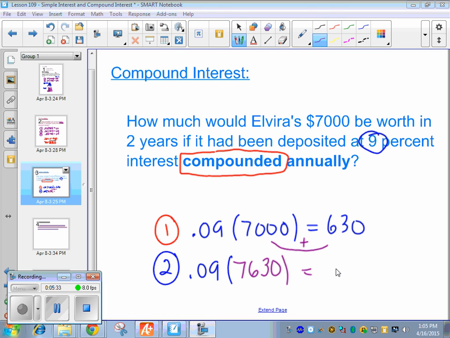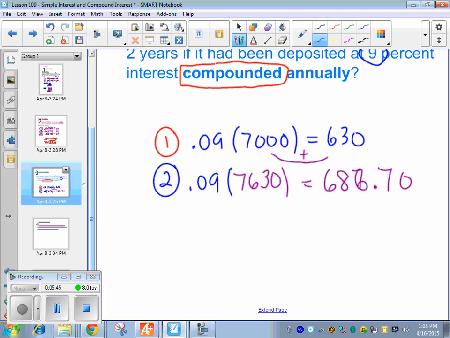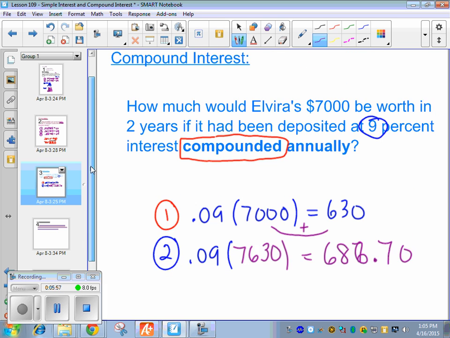We got to get accuracy. We need to double check. So now we do 9% of that, and we get 686.70. So you guys, with money, always round to 2 decimal places. When you start getting crazy decimals, we'll always round to the hundredths place because your pennies go out to the hundredths place. All right, so now we're done because it was only 2 years, right?